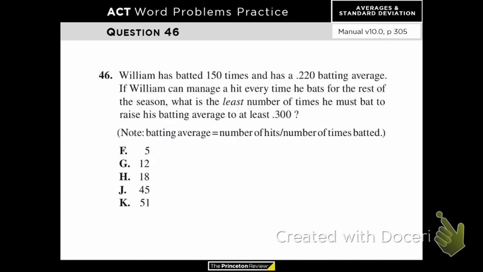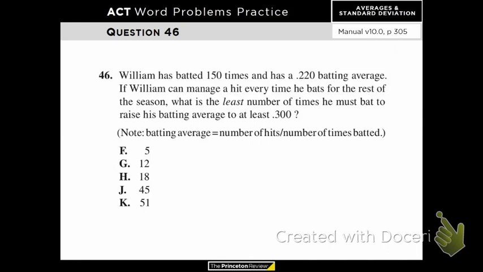Last one for averages. It says William has batted 150 times and has a .220 batting average. If William can manage a hit every time he bats for the rest of the season, what is the least number of times that he must bat to raise his batting average to at least a .300? And then it says, note, batting average is equal to the number of hits divided by the number of times batted.